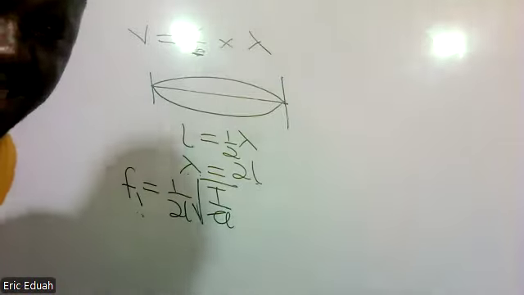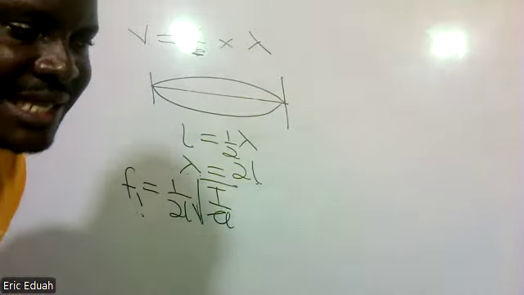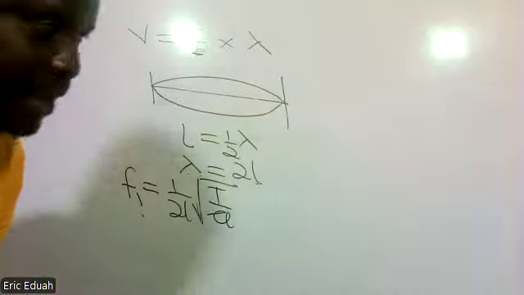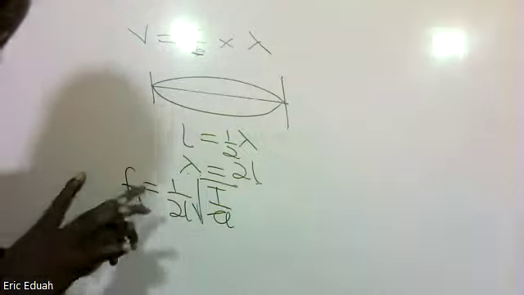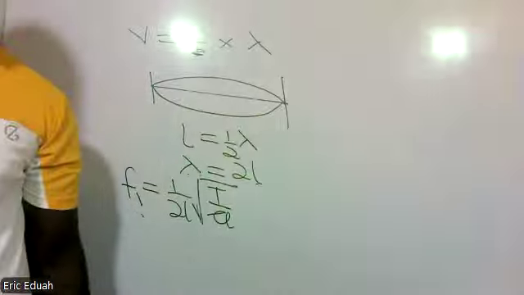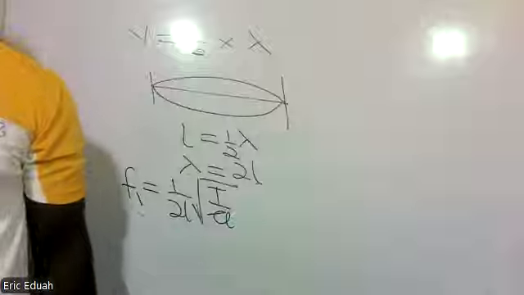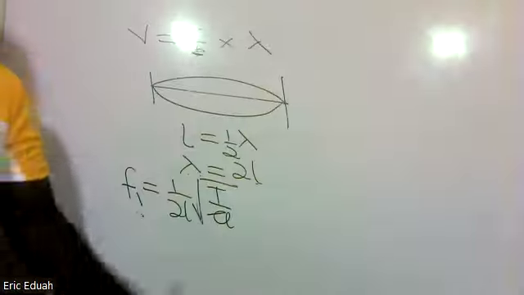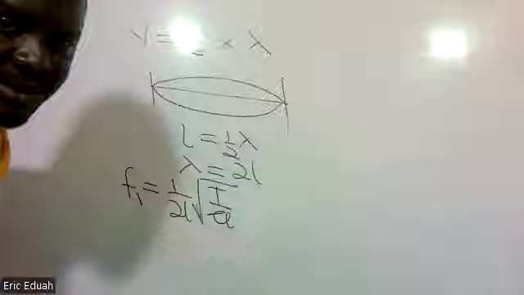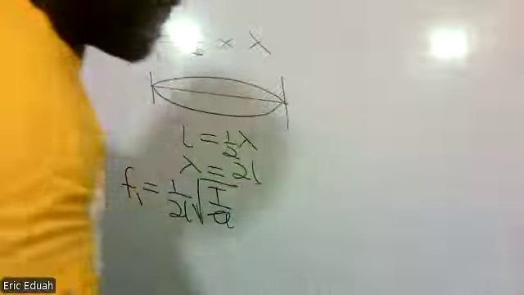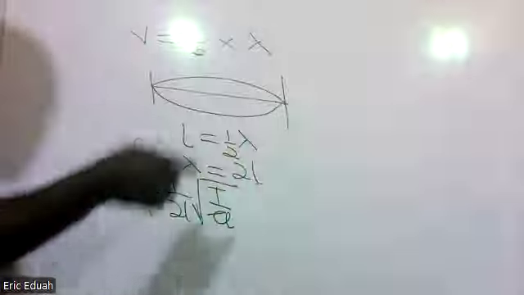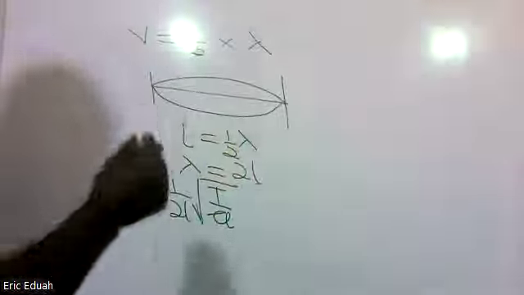But the challenge is that we are not told whether it is the first harmonic, second, or otherwise. So the best way out is what we've done. V is equal to that. Please, are we okay? But we can still check if we will get the same answer. If we get the same answer, then it means that this is the first harmonic or the first loop. So there's no harm in trying.